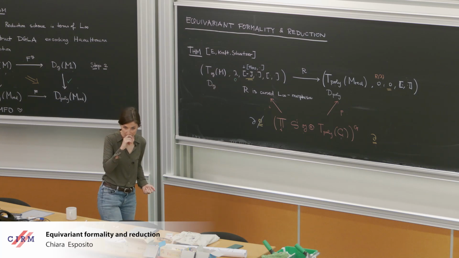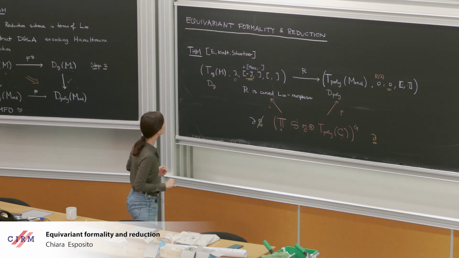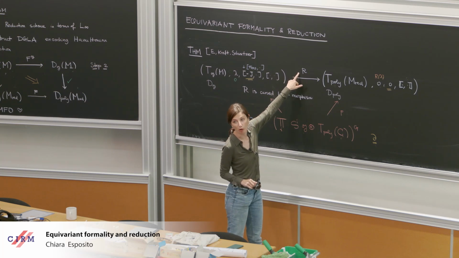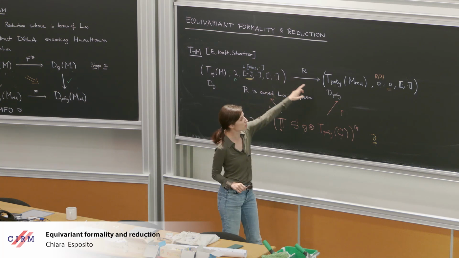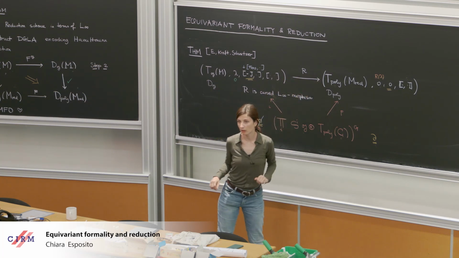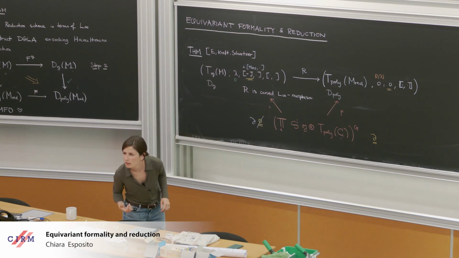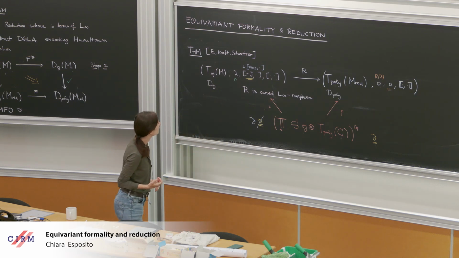I'm confused. What is the statement of the theorem? The statement of the theorem is that there exists a curved L-infinity morphism connecting these two complexes, R, in white too. With the white too.